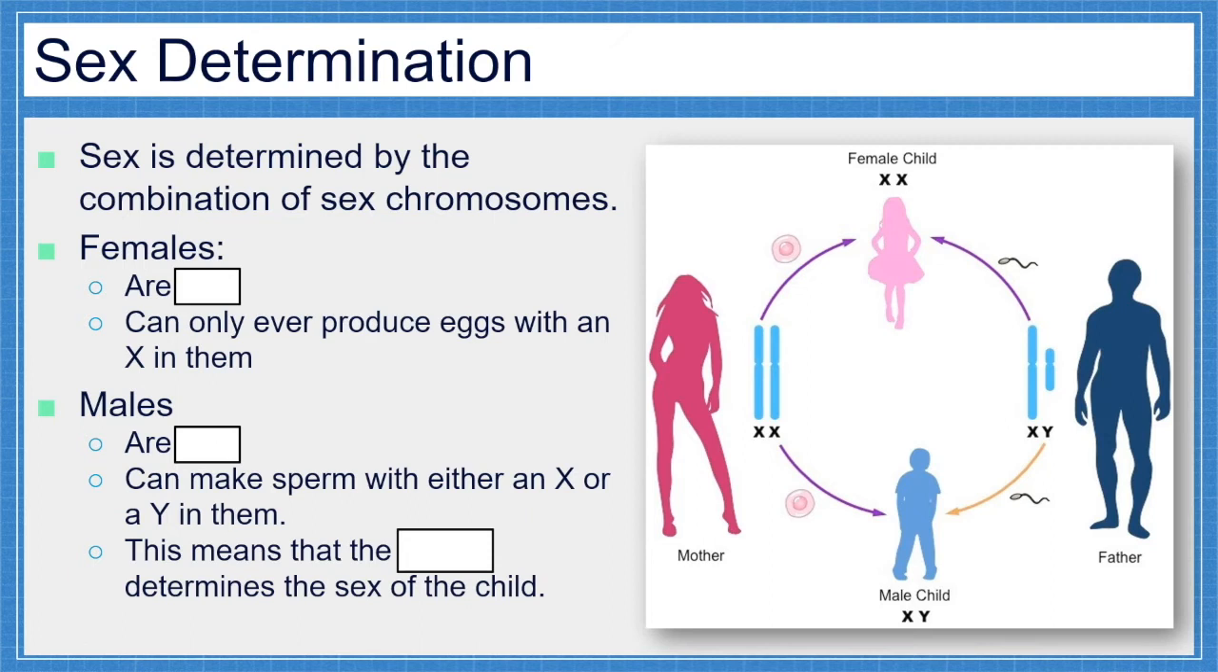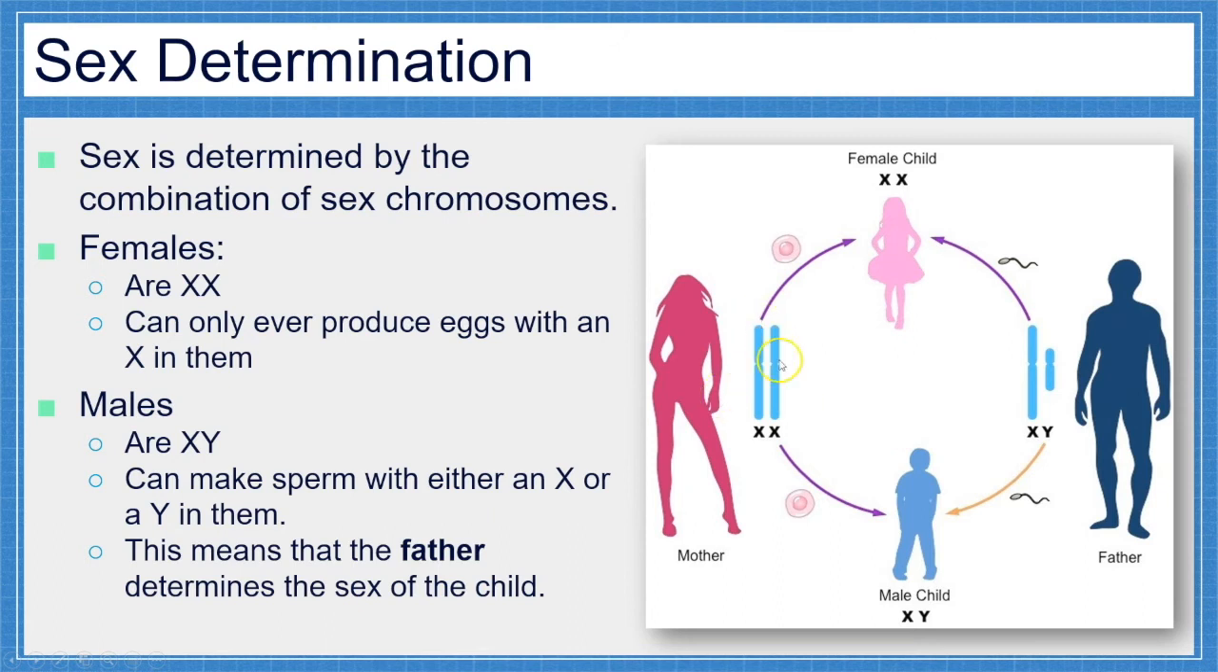Now, if you're female, your sex chromosomes are X and X. You have 2 copies of an X. That's all you've got. And what that means is your eggs will only ever have an X as a sex chromosome in them. It can't ever have a Y. Not possible. Girls do not have Y chromosomes. Not a thing. Males, on the other hand, are XY. And what this means is that their sperm could either have an X or it could have a Y in it. And so what that means is the father actually determines the sex of the child.